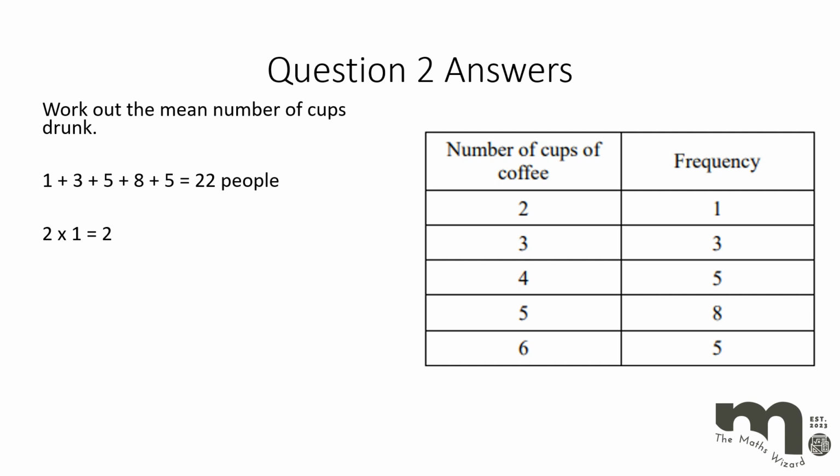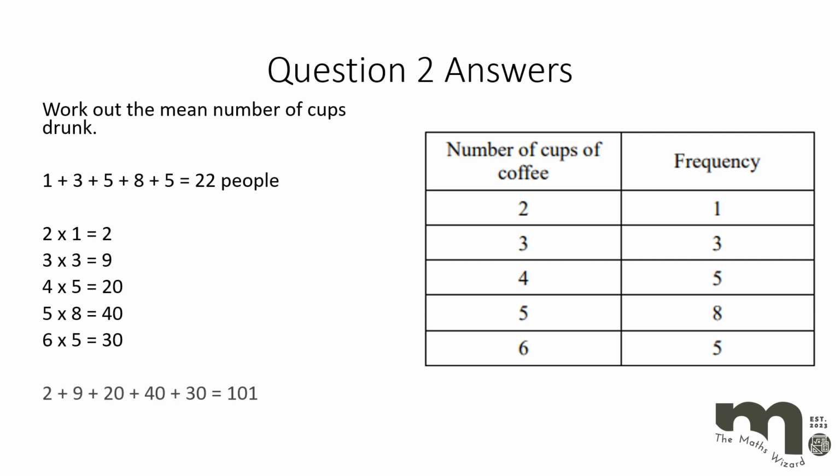So we've got 2 times 1, which is 2. 3 times 3 is 9. 4 5s are 20. 5 8s are 40. And 6 5s are 30. Then it's those numbers we need to add up to get the total number of cups of coffee. If we add all of those up, we get 101. If we divide that by the 22 people to 2 decimal places, this would be 4.59. If you worked it out to 1 decimal place, 4.6 would be an acceptable answer.